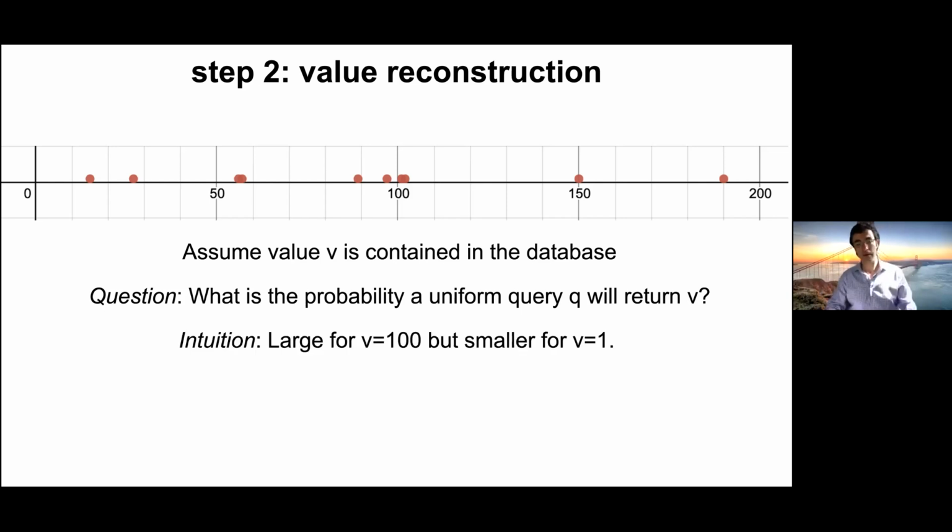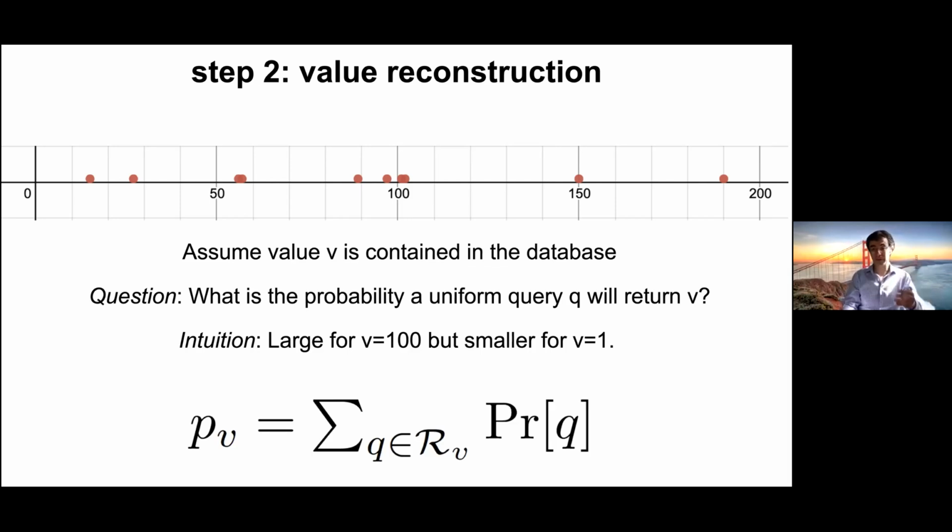The intuition here is that it is large for a V that is in the middle, because there are many range queries that cover the middle point. And it is much, much smaller for elements that are at the edges. So this already gives you a way to distinguish and get information about the values by just observing uniformly distributed queries. In particular, how many queries return a specific encrypted record. So let's compute this probability.